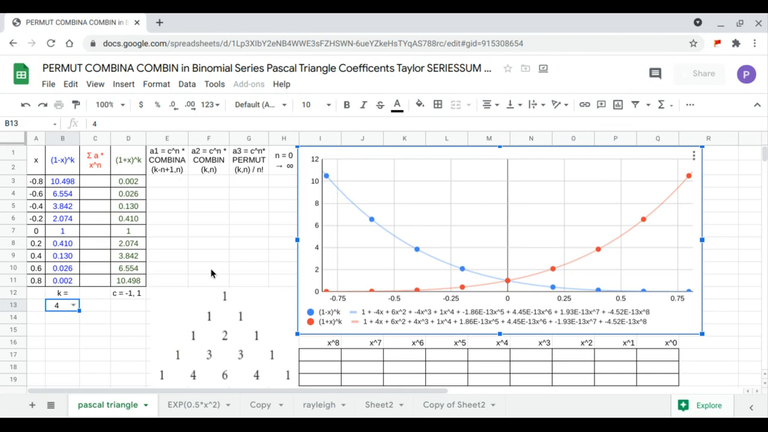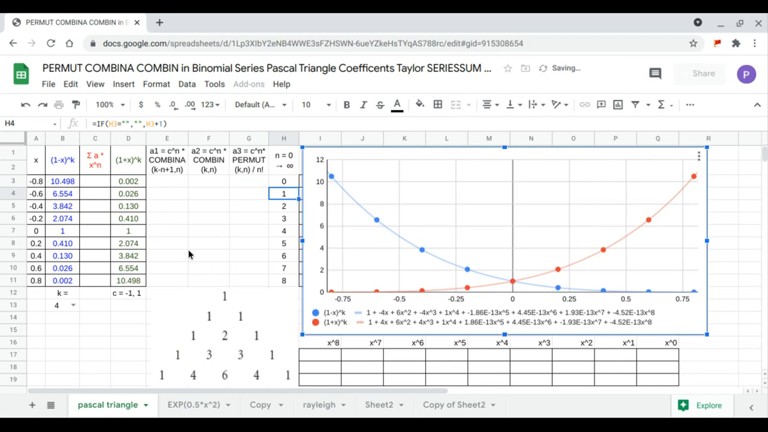So here we have the trend line for 1 minus x to the power k in blue. And this is 1 plus x to the power k in red, but that will change once we add the expansion. Next, we continue with the Taylor-Maclaurin series sum expansion, which is the summation of a times x to the power n, where a can be combina, combine, or permute. And n is from 0 to infinity. So we can go as far as 8. 8 is good enough for infinity.